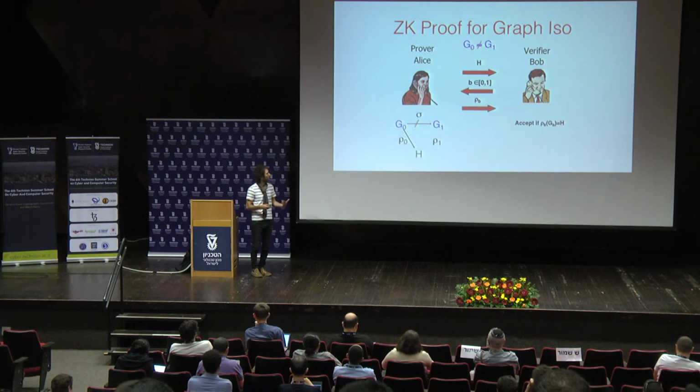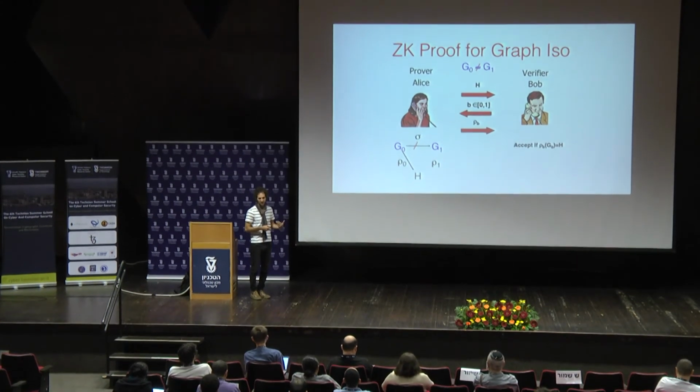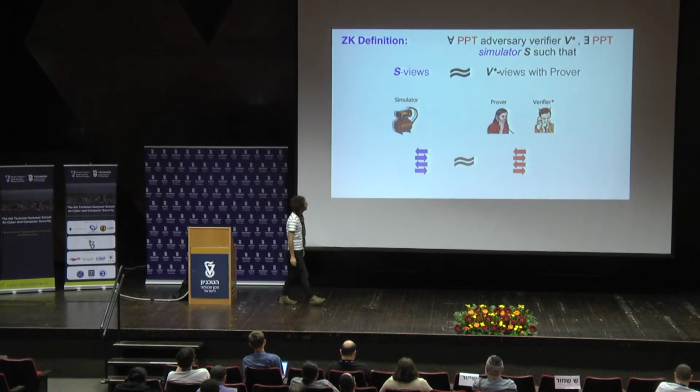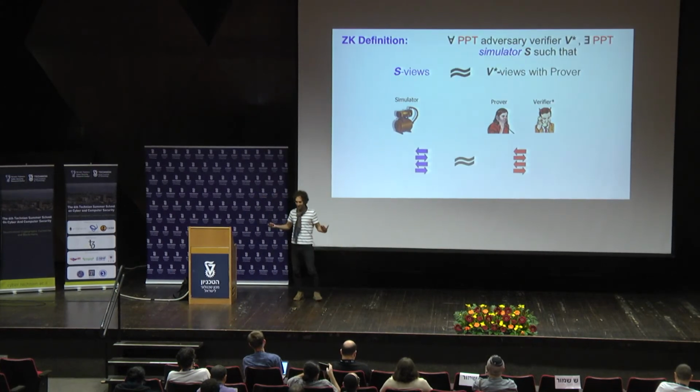All right, so far we've only discussed whether this should convince Bob. Okay? Now let's argue whether this leaks any information. Is this zero knowledge or not? So that's the more interesting part. So the first question we have to ask ourselves is, what does it mean to be zero knowledge? What does it mean to not leak any information?